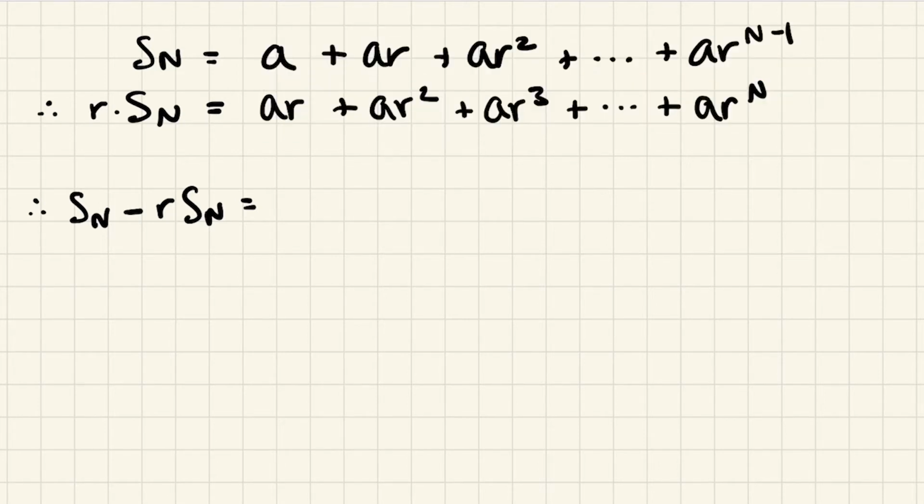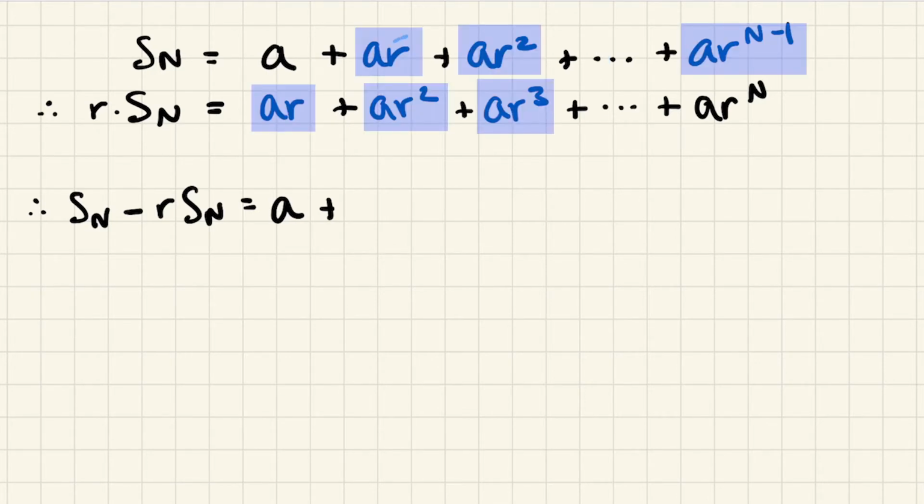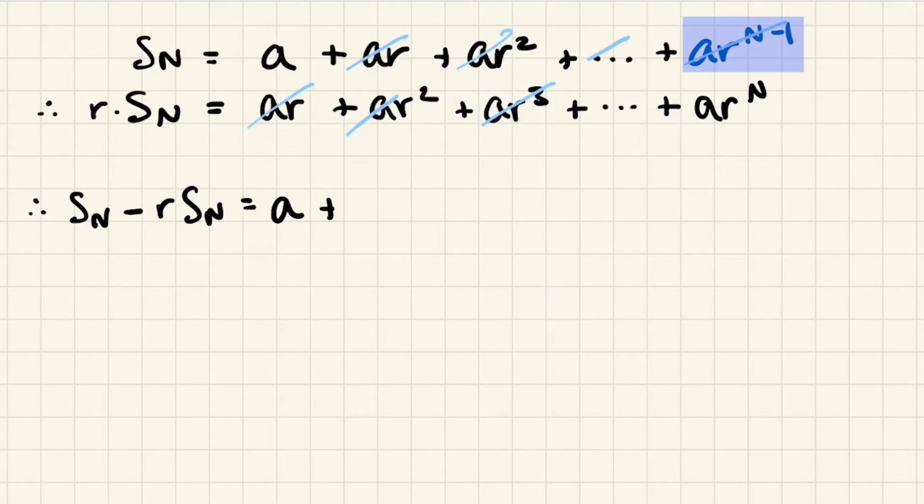However, most of the terms are going to cancel. We get the a, but then we're adding ar and we're subtracting ar. And we're adding ar squared, and we're subtracting ar squared. And we're adding ar cubed, which isn't written, but it's in the dots, and we're subtracting ar cubed. So we get all of this cancellation, and even this one cancels with the one that's not written right before ar to the N. And so what we get is simply minus ar to the N. Remember, we're after a closed form for S_N.